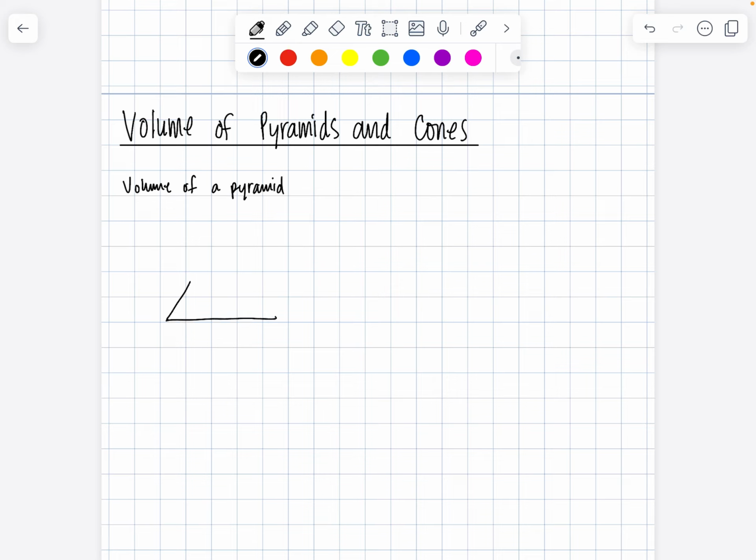So let's draw one with some kind of rectangular base. Let's draw a vertex, and then that vertex connects to all of the corners of the base. So here we have a pyramid. And that one doesn't look great, so I'm just going to reconnect this. And there we have it. So here we have a pyramid.